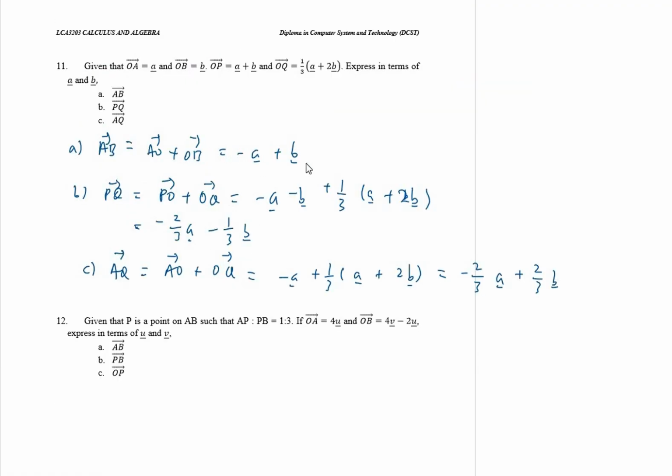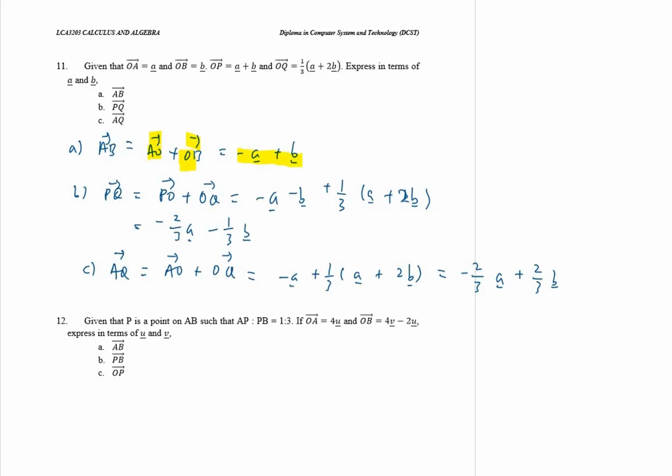Okay, next question 11. You are given OA, OB, OP, OQ expressed in terms of a and b. So you want to find AB. AB is AO plus OB, as usual. What is AO? It is negative of a, therefore it is plus a, plus b.